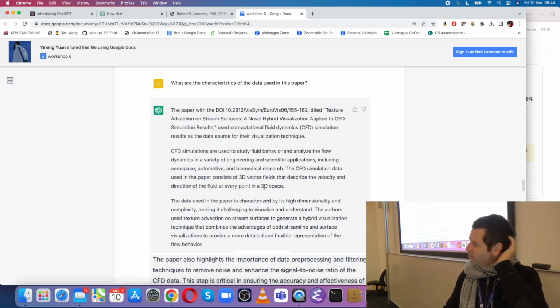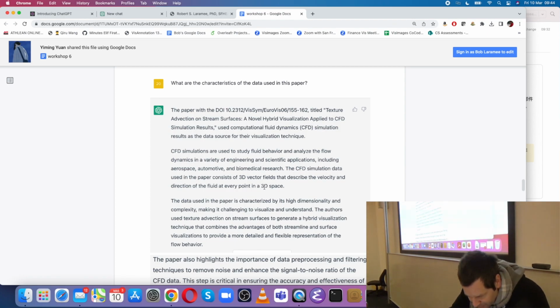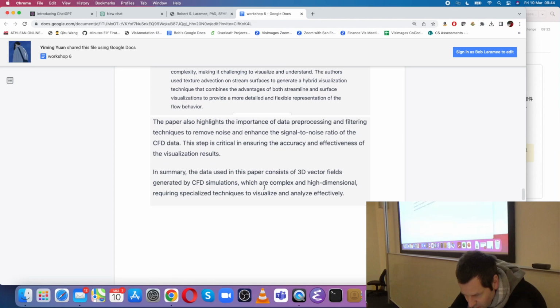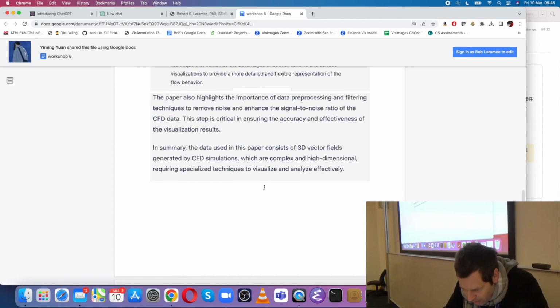As you can see, this is a pretty advanced topic. This is what makes it so difficult, right? It's very specialized. It's data visualization, right? The paper also highlights the importance of data pre-processing. Okay, that's not true, actually. That's not true. This is just noise.